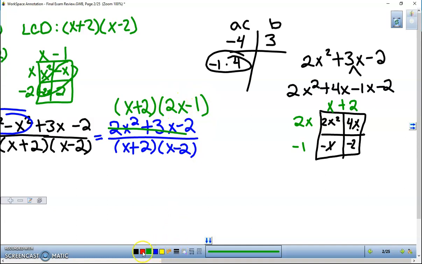So then we're going to play a game called Is There Anything That's the Same on Top and Bottom? Woo! And there is. There is an x plus 2 here and an x plus 2 here. Meaning that whenever we solve it through, you end up with 2x minus 1 in the numerator and x minus 2 in the denominator, meaning that your answer is actually A.